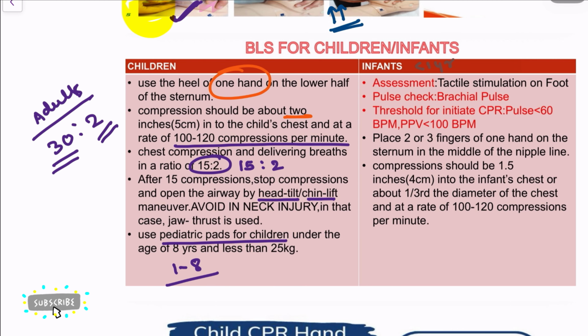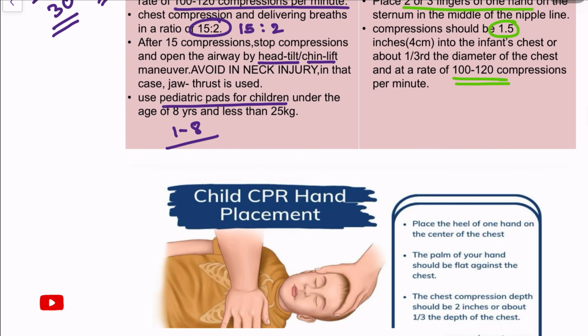In cases of infant, generally we give tactile stimulation to see the responsiveness. We generally check the brachial pulse, and if the pulse is absent, we start the CPR either via the 2 finger or 3 finger technique of one hand, and the compression should be 1.5 inches, not more than that in cases of infant, and compression should be 100 to 120 compressions per minute.